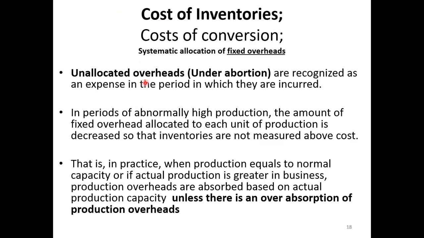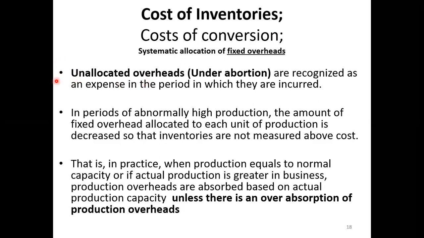Unallocated overheads, sometimes we call this under absorption. You might study it in cost accounting or management accounting. Unallocated overheads or under absorption are recognized as an expense in the period in which they are incurred. In periods of abnormally high production, the amount of fixed overhead allocated to each unit of production is decreased so that inventories are not measured above cost.